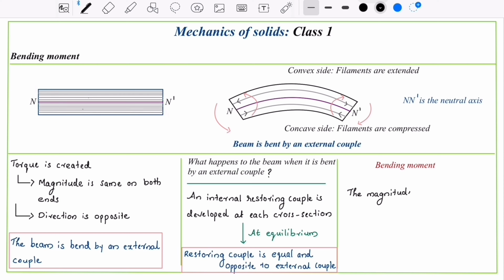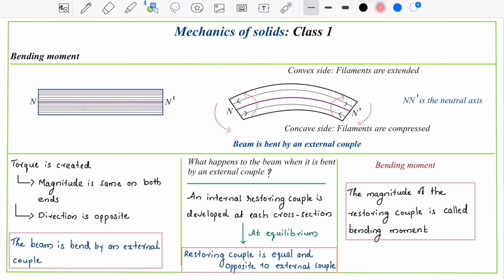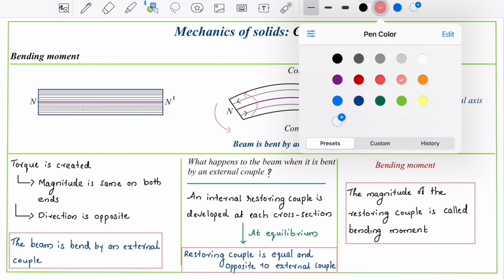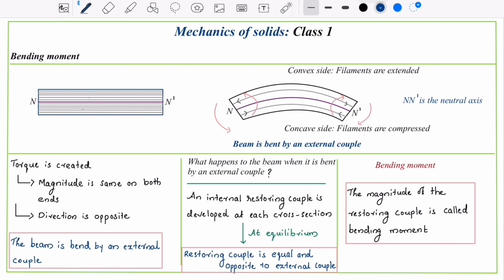Now let us define the bending moment. What is meant by the bending moment? The magnitude of the restoring couple is called the bending moment. Now at equilibrium we can say that it is equal to the external couple.